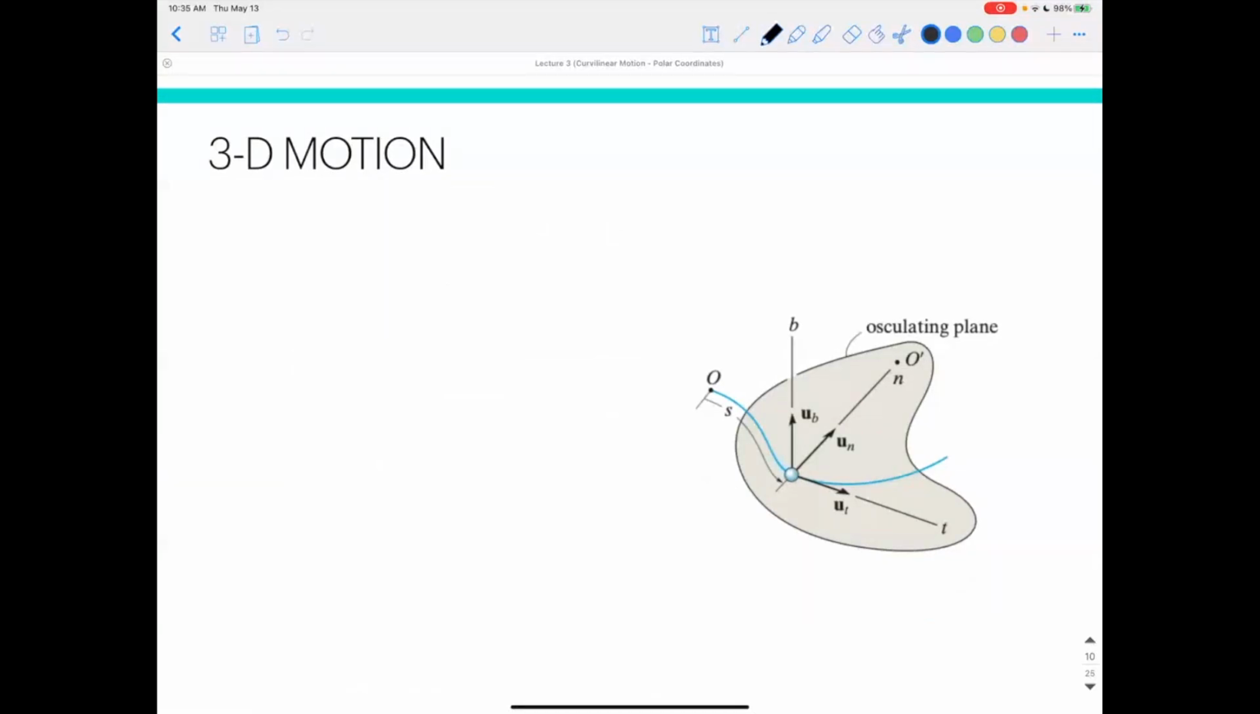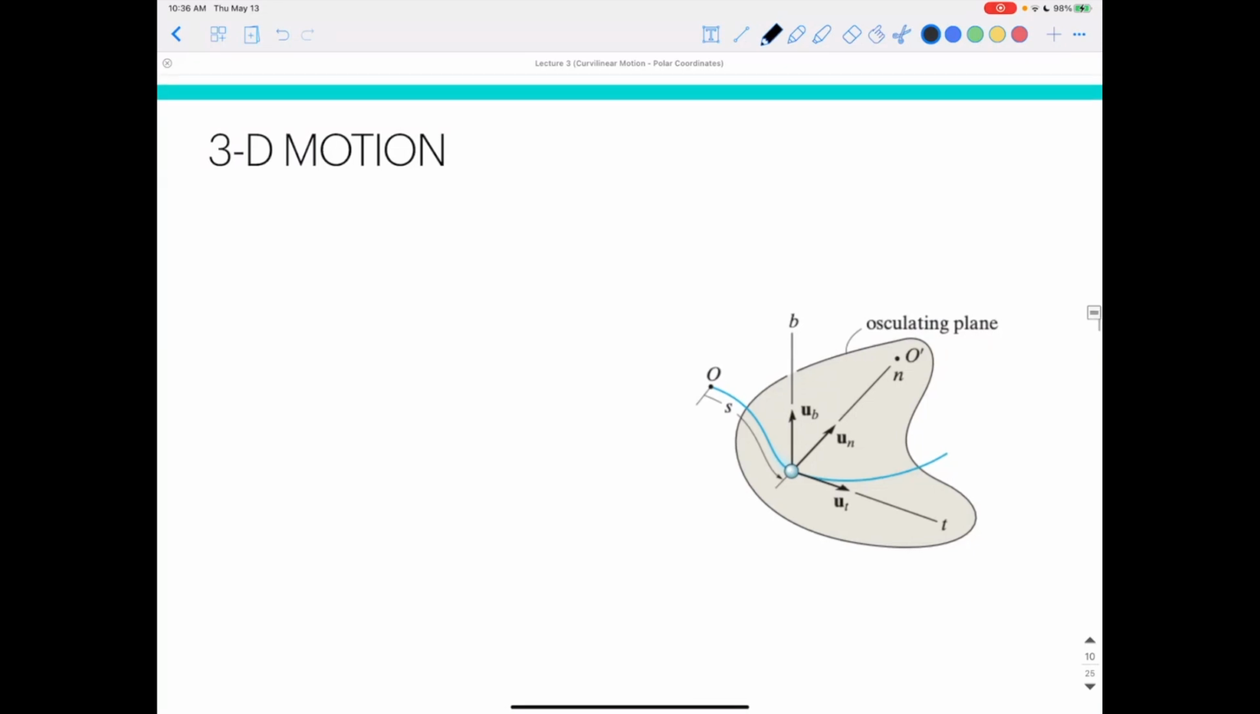We're not going to go too much into 3D motion because a lot of 3D motion using n and t coordinates, you can just resolve this back into 2 dimensions by thinking of at any instant in time, there is something called an oscillating plane, and the particle's motion is within that oscillating plane. And that oscillating plane might move through space, but at any moment in time, we can resolve it back down to 2 dimensions.